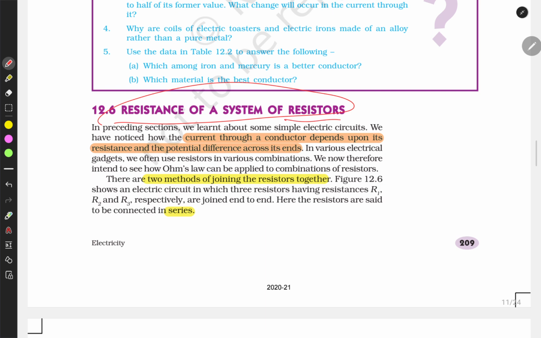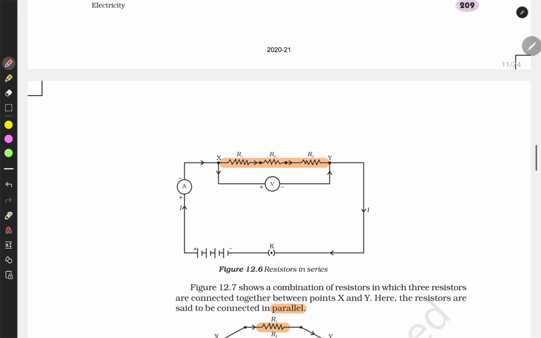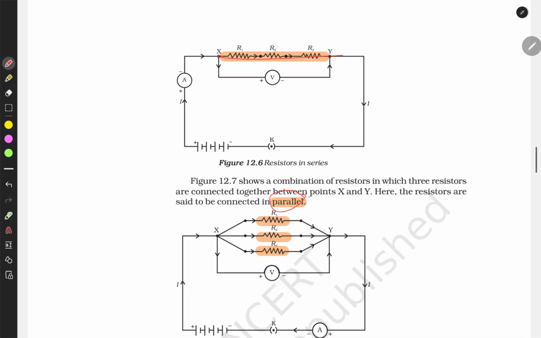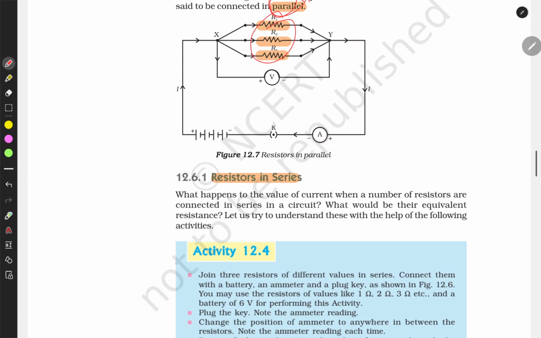Resistance of a system by a resistor. Current through a conductor depends upon the resistance and the potential difference across it, and we already know this. Now, methods of joining resistors. There are two methods. One is series, joining resistors in series, where we find the total resistance. And another way is through parallel.